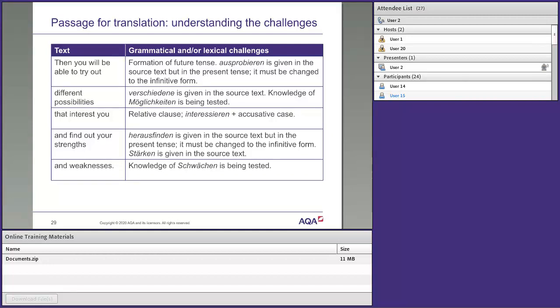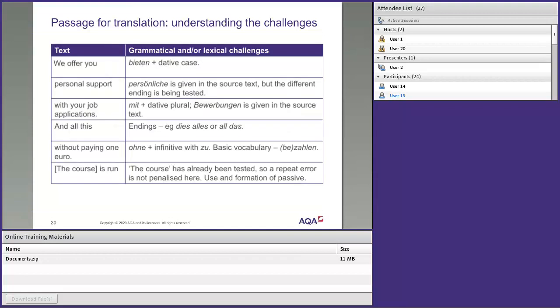So again, you can see now you need to be giving your candidate, your students, the lists of verbs, what cases they take, what prepositions they use, and so on. Another example of a verb that was given in the source text, herausfinden, but it was in the present tense. So again, that's another one of these starter tasks that you could have ready, that students just have in a booklet that they work through. Verbs in the present tense, convert them to the infinitive. Okay, strengths was given in the text, weaknesses wasn't. Another verb with the dative case.